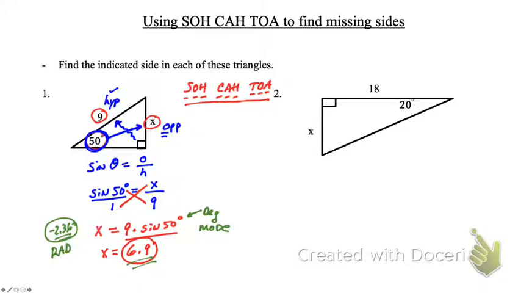And another thing to keep an eye on is we knew our hypotenuse here was 9, so that means every other side has to be less than that because the hypotenuse has to be the biggest side, and our 6.9 that we got down here is less than 9.